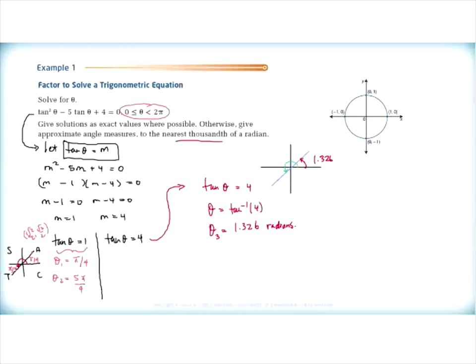So I need to figure out what that value of theta here is. Well, that value of theta is going to be 3.14 plus the reference angle, which is 1.326. So I'm going to do pi plus 1.326, and I get 4.4676. Well, I don't need the 6 because I only had to go to the nearest 1,000. So I guess we'll make that an 8 there.